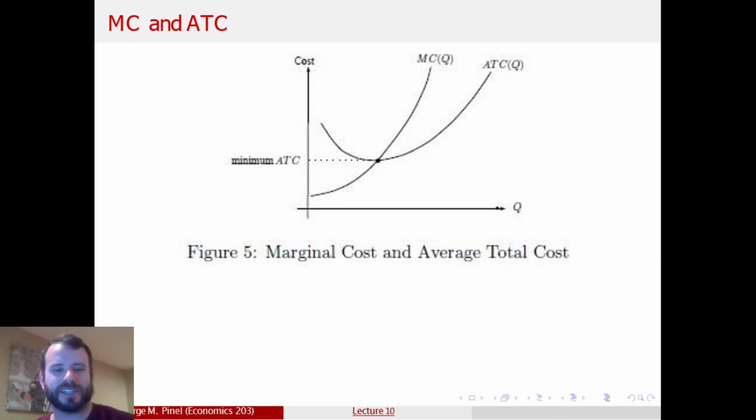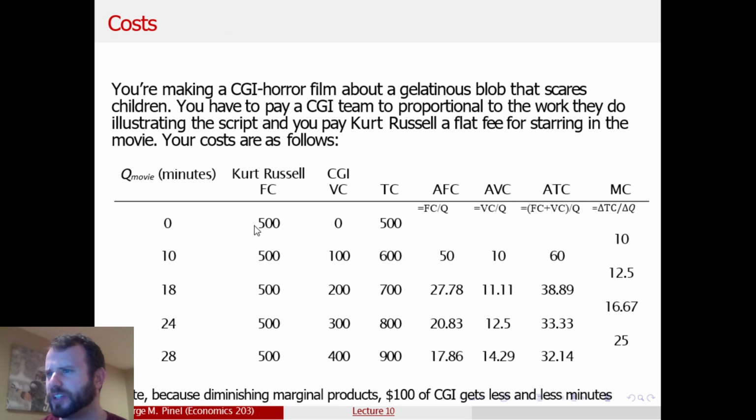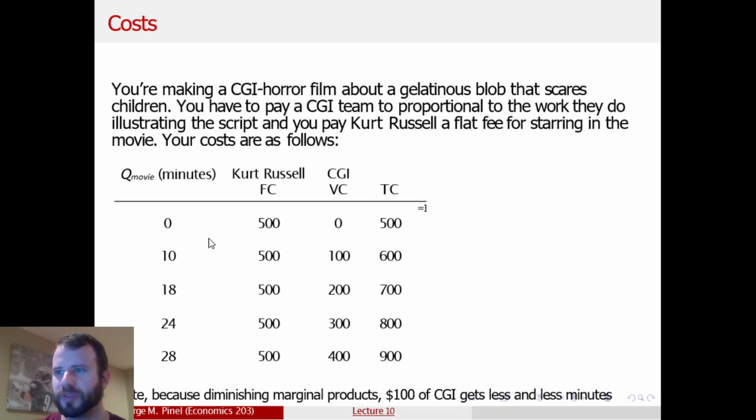Okay, so I just want to make a quick point about the shape of the marginal cost and the average total cost curves. Like I said in the prior slide or two, because of the diminishing marginal product, the return for your variable cost is going to go down, right? So for every $100 that you spend on CGI in this graph, the first one's going to get you 10, then 8, and then 6, and then 4 minutes.